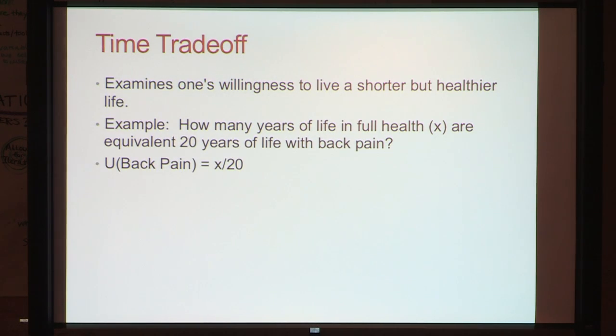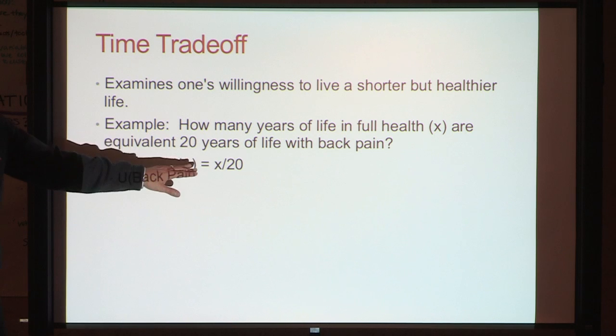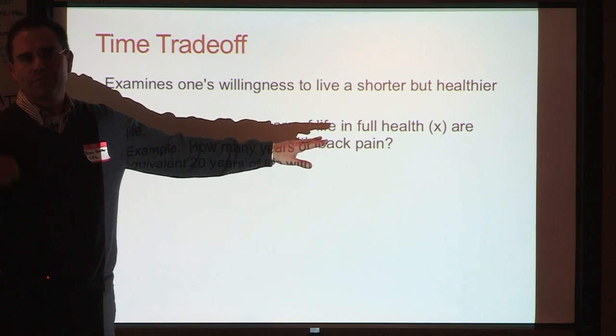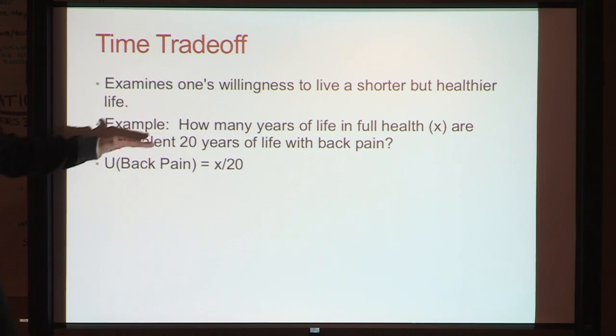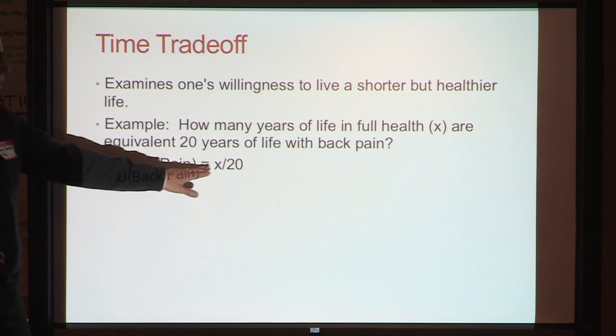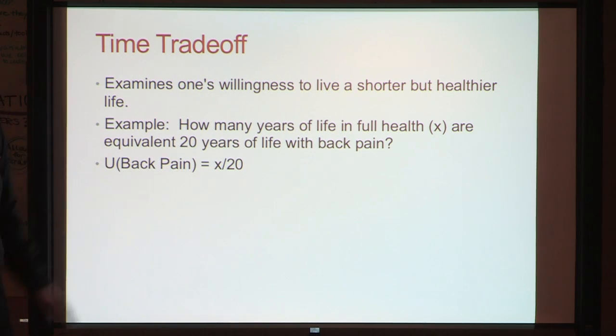Another choice technique that's used is the time trade-off, which really examines one's willingness to live a shorter but healthier life. It asks someone a question like, how many years of life in full health are equivalent to 20 years of life with back pain? You then form a ratio of the fewer number of years in full health that you're willing to live to the longer life with back pain. And that ratio reflects the value that you put on life with back pain.